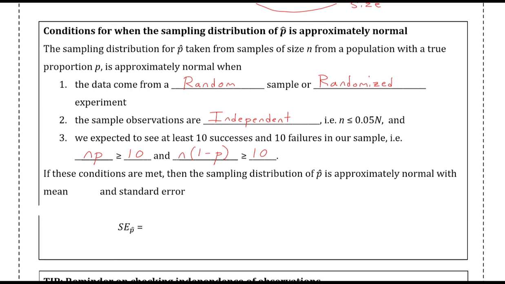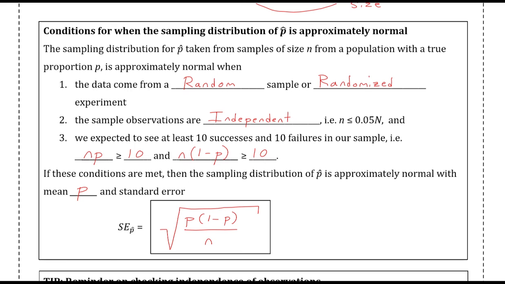If these conditions are met, then the sampling distribution of p hat is approximately normal, with a mean of p, and a standard error that is calculated as the square root of p times 1 minus p divided by n.